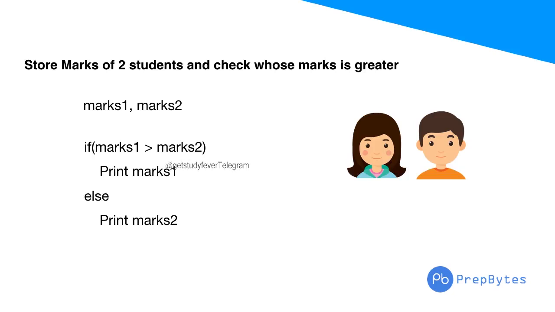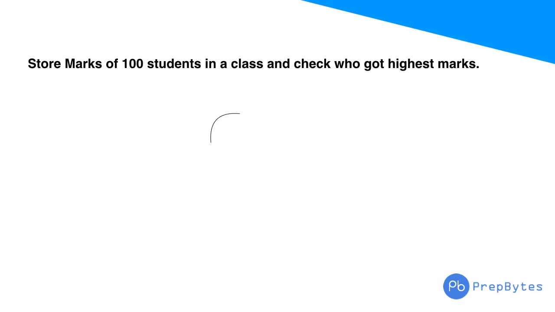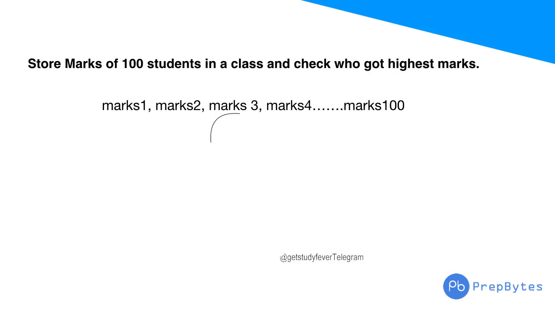Now let's say I change the problem statement to some extent, because in real life we don't just have two students in a class. We have more than that. So let's say I have a problem statement to store marks of 100 students in a class and check who got the highest marks. If I go by the approach that we followed right back, what will I do? I will have 100 variables. I will have marks 1, marks 2, marks 3. So I will have 100 variables to take care of.